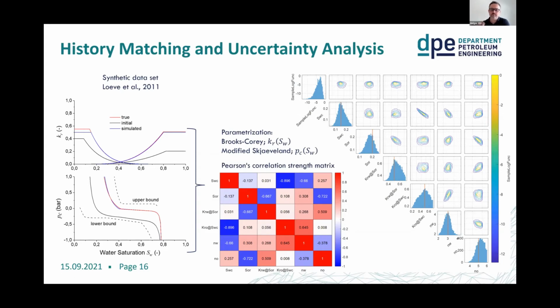And what we learned from this correlation strength matrix is maybe clear. For example, the endpoint relative permeability at connate water saturation must depend on the connate water saturation, right? It's a strong correlation. And so we can learn a little bit about the correlations in our data. In this case, it gives us more information about the parameterization itself because it's a generic model. But if we go to real data, then we can learn about the displacement physics.